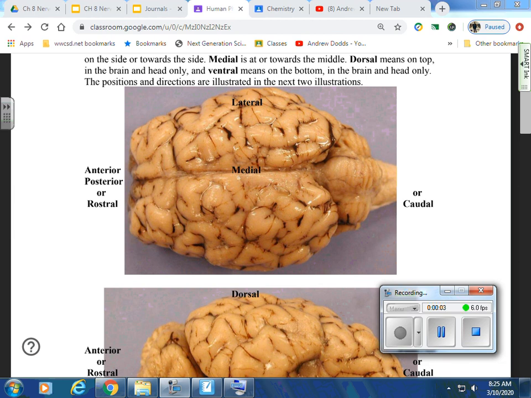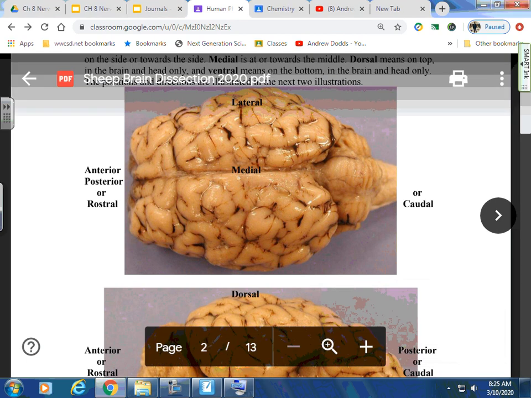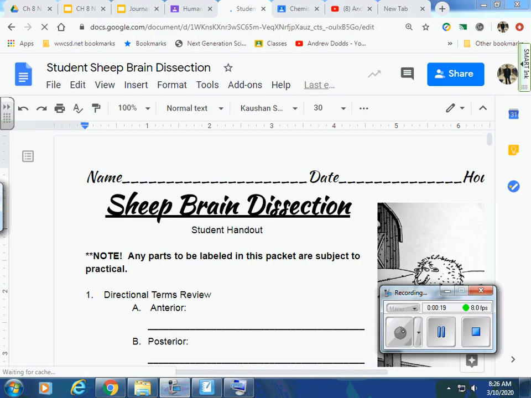Okay, so this is the first part of the sheep brain dissection packet. We're actually on the first two-thirds of it, really. So I just want to run through the answers, make sure we're all on the same page with this stuff. Okay, so now that I'm actually on the handout, here we go.